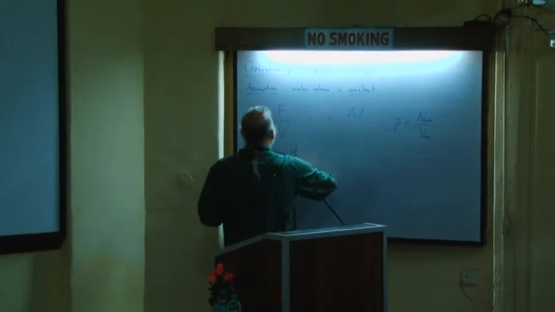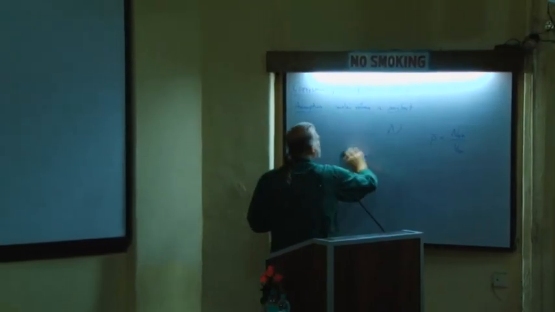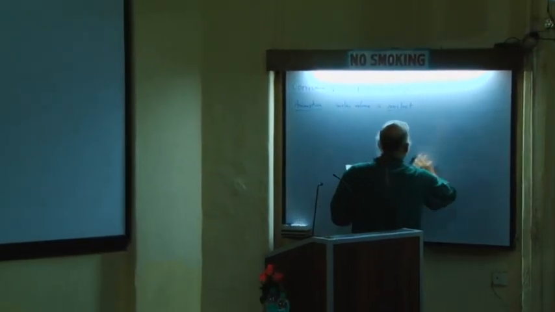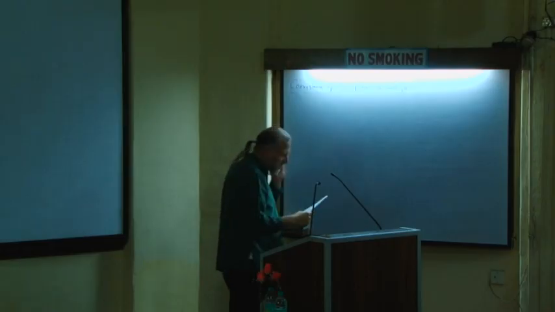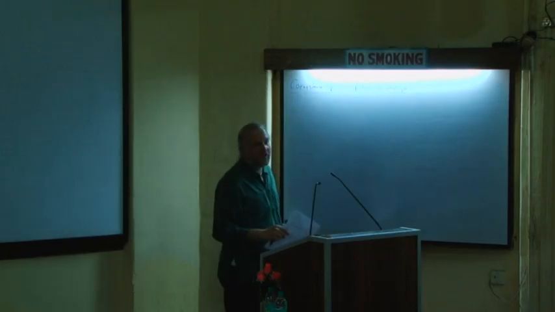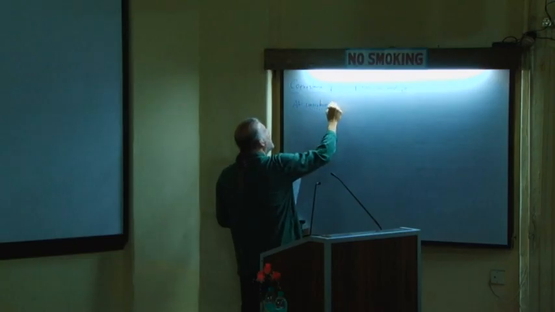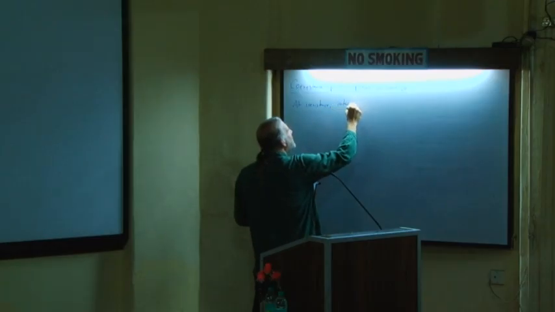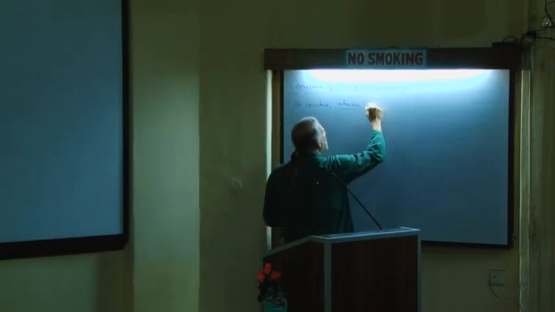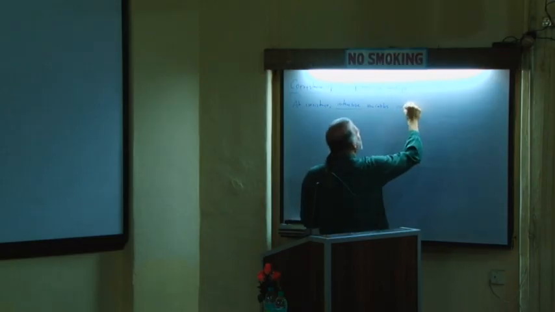Let's come to a few consequences of this. I'm talking about the coexistence of two arbitrary phases alpha and beta. How can I describe this coexistence? You know, at coexistence, intensive variables are the same in both phases.